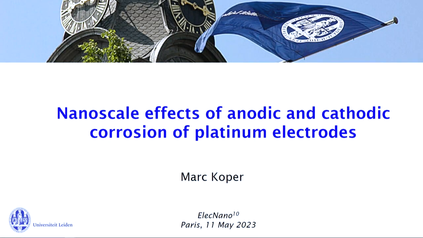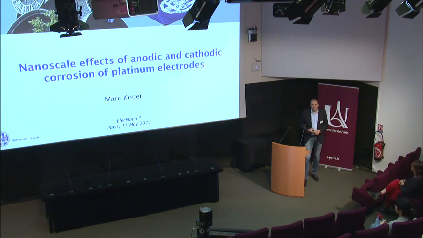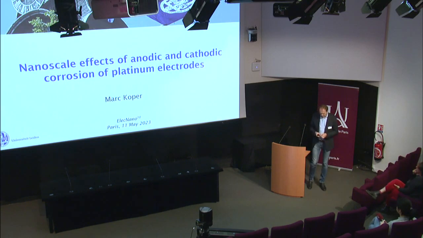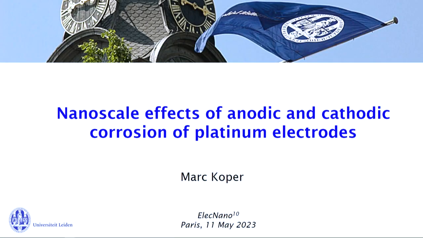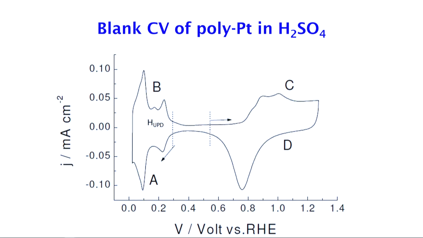Sorry, I will not talk about catalysis, but I will talk about our favorite catalytic material, or let's say inert catalytic material in electrochemistry, that's platinum, and specifically about how platinum degrades under different conditions. And for that I want to start with what I like to call the most often measured voltammogram in the history of electrochemistry, and that's the blank cyclic voltammogram of a polycrystalline platinum electrode.